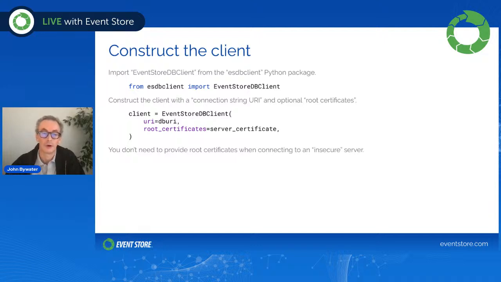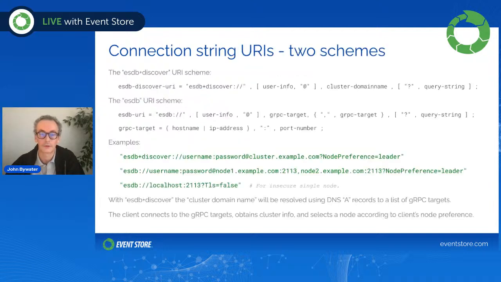The connection string URI is pretty standard across all clients for EventStore. It's a standardized thing, and there's quite a lot of options for that. So let's just look at the schemes. There's two schemes. They're quite similar, but I'll just describe them quickly. They're defined here roughly in extended Backus-Naur form.